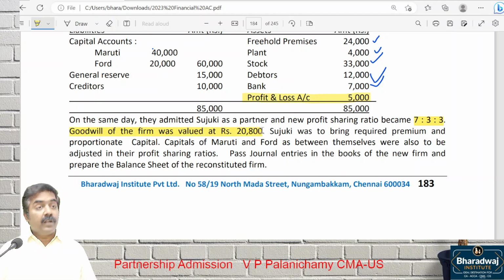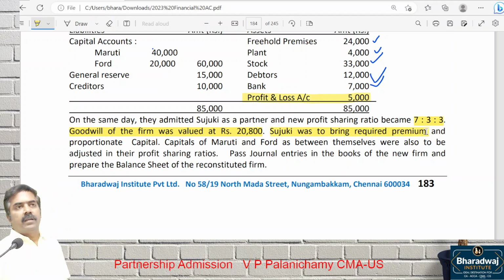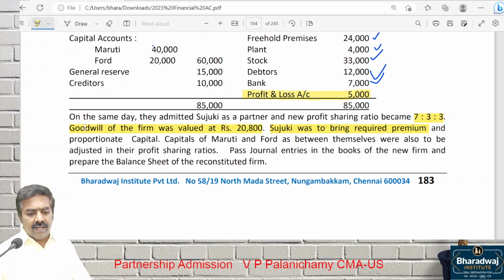Goodwill of the firm is valued at how much? 20,000. Look at this next line. Suzuki was to bring the required premium. This 20,000, is it the new partner's share of goodwill or total goodwill? Total goodwill. In this, the new partner should contribute for his share. Then he has to bring in proportionate capital also. Capital of Maruti also should be adjusted in the profit sharing ratio.